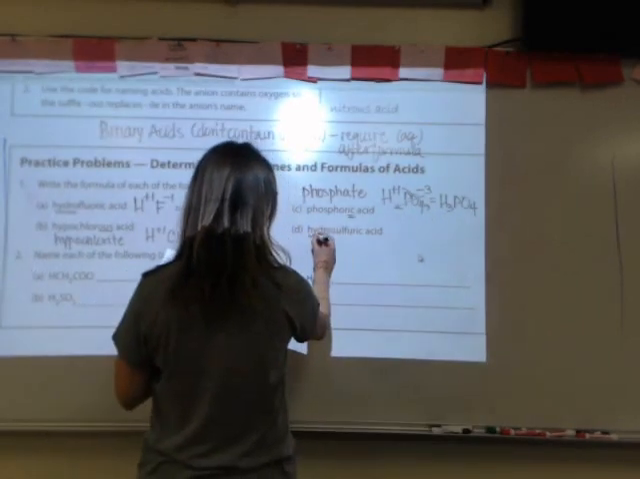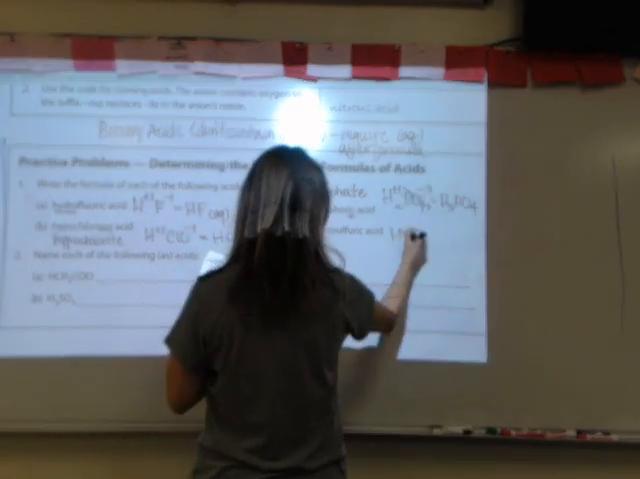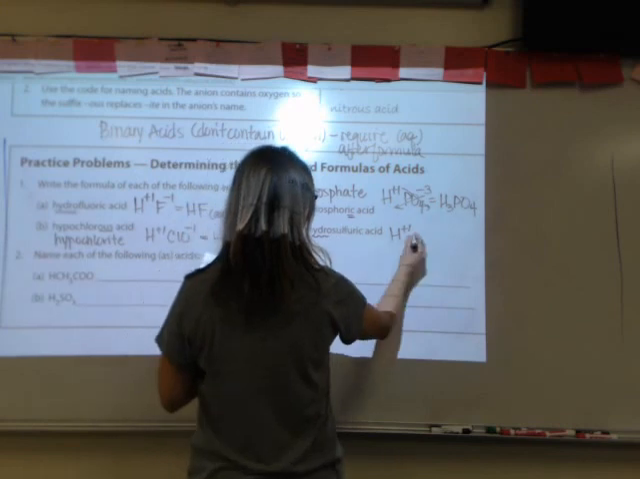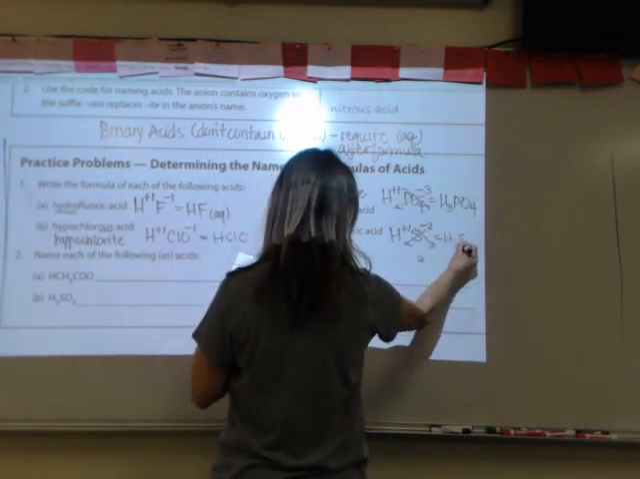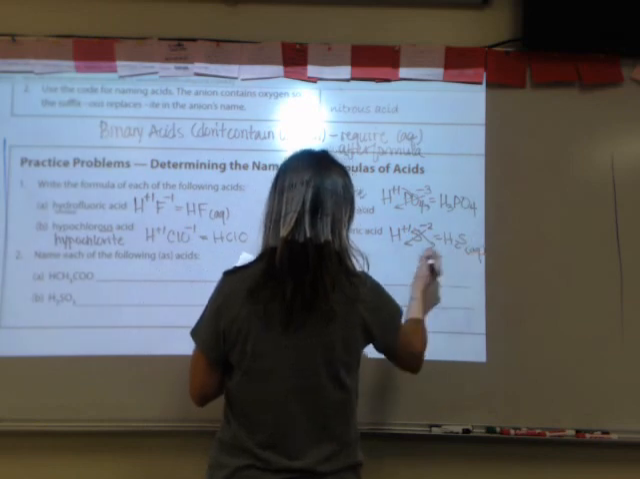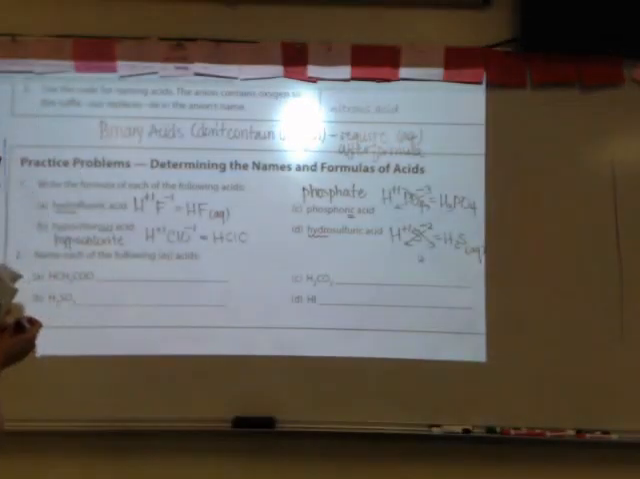Hydrosulfuric acid. The hydro is telling me that there is no oxygen. Sulfur is S negative 2. Cross the numbers in the charges, you get H2S, and that has to be dissolved in water because it doesn't contain oxygen. It's a binary acid, so include the AQ.